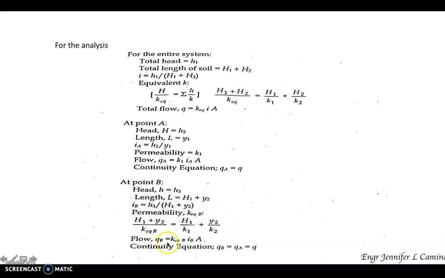So flow at point B would be equal to K equivalent that we are going to compute times I, this is our I, multiplied by the area of the soil sample. And then for the continuity equation, basically, Q sub B is equal to Q sub A is equal to Q. Meaning to say, for the continuity equation, whatever goes out on a certain point will be the same all throughout on other points. So that is Q sub B is equal to Q sub A is equal to Q.